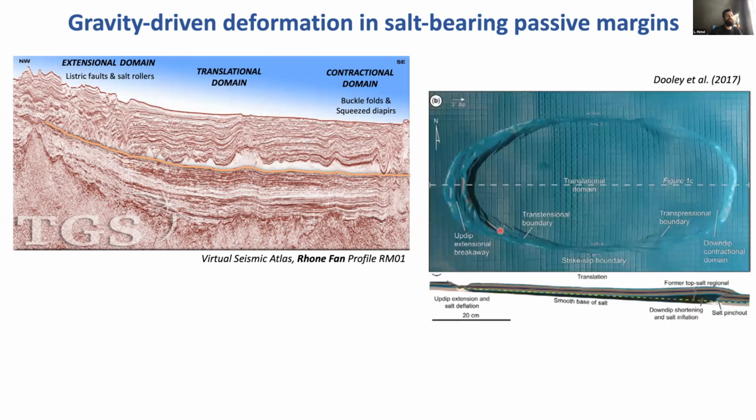Here's a physical model from Tim Dooley showing this arrangement between up-dip extension and down-dip shortening, very simplified, but a very clear message, very easy to distinguish these two different domains. We see again these domains connected by a zone of translation. And you can readily see that this is a very flat, very smooth base salt, so there's not really much topography there.